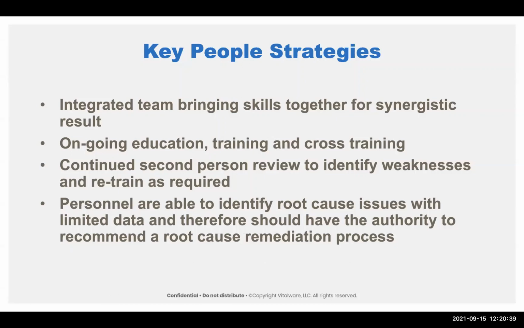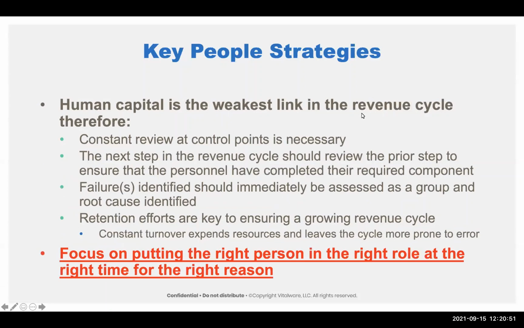They're able to identify root causes with limited data and should have the authority to recommend root causes. A computer system can only identify patterns of behavior. They're not going to identify the root cause. So when I look at it, human capital is your weakest link in the revenue cycle. It's constant review of control points. And that's one of the things I see.